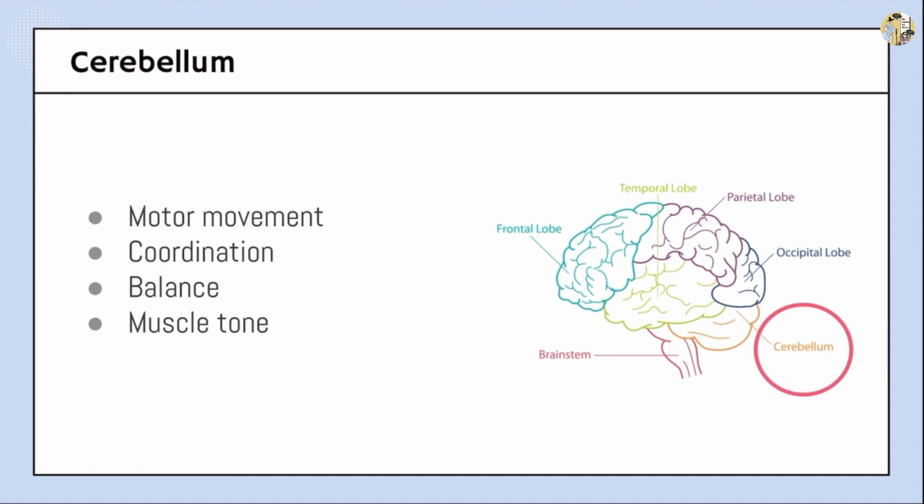The cerebellum is in charge of motor movements, balance, and coordination. So damage to this part of the brain will cause difficulty in maintaining balance and inability to perform accurate movements.